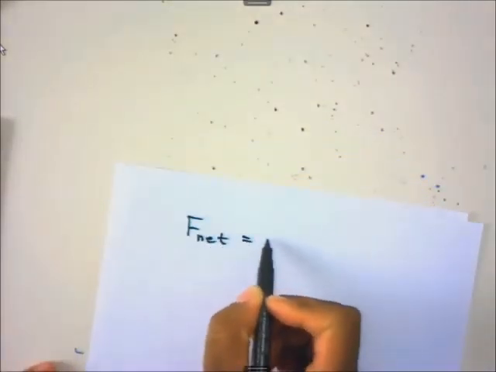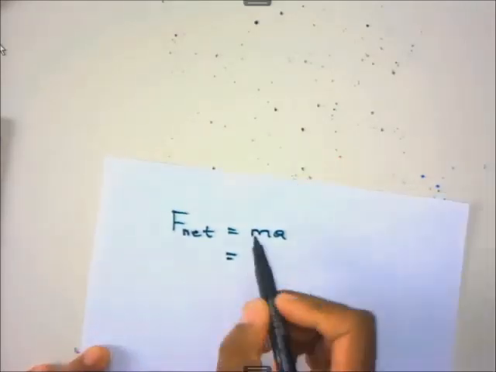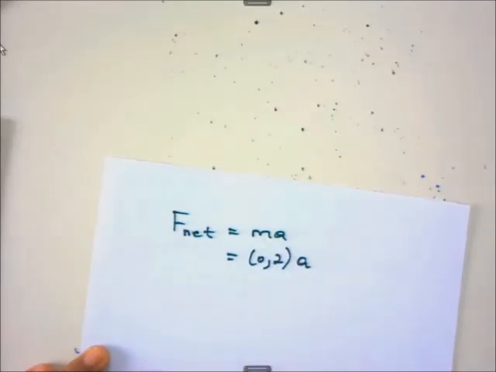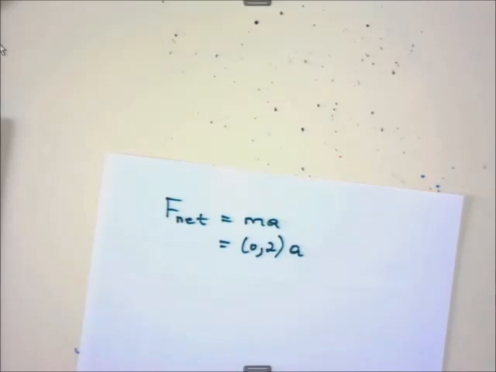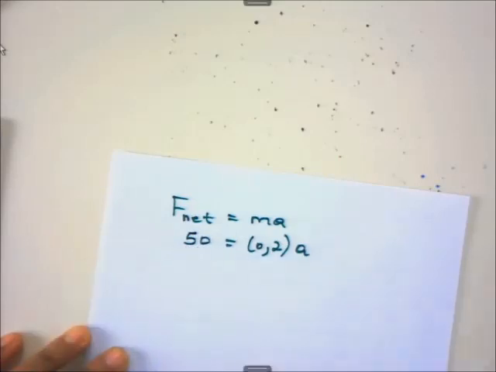F net is equal to ma, and our mass is 0,2. And remember, we are now calculating acceleration because now we cannot use 9.8, because there is a force that is being added, that is being exerted on the floor. Then the magnitude of the force is 50.